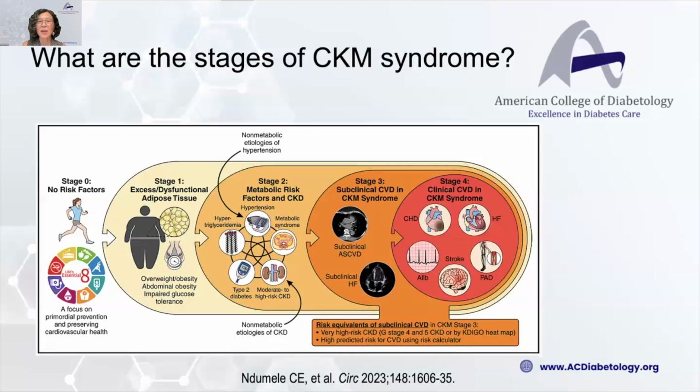Lastly, a stage to be aware of is stage 3. So this is people with subclinical CVD in CKM syndrome. So people with subclinical atherosclerotic cardiovascular disease or subclinical heart failure. And so there are some definitions of the risk equivalence of subclinical CVD in this stage. Those are listed at the bottom of the slide.